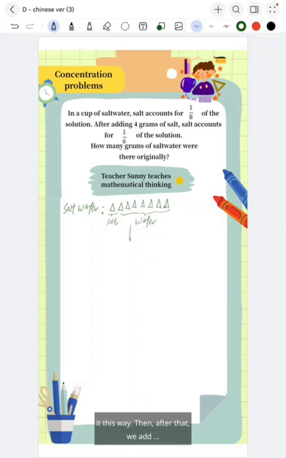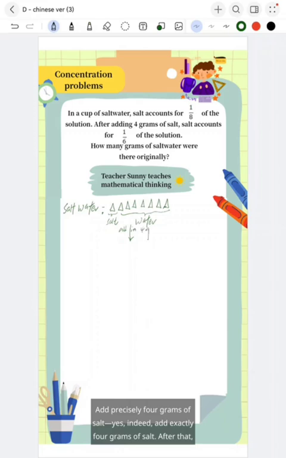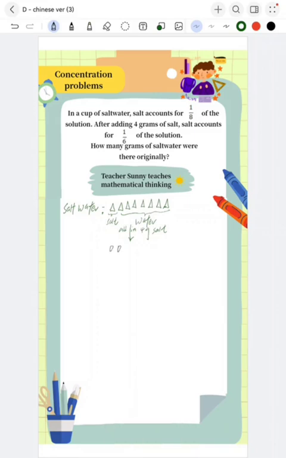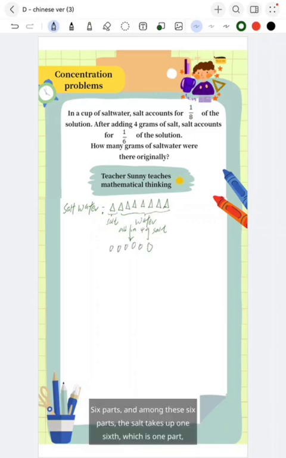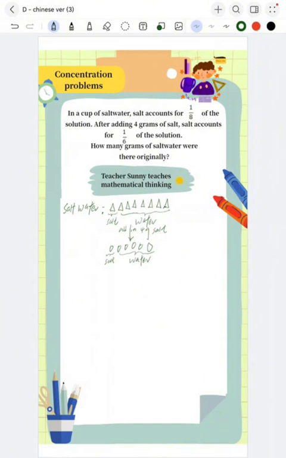Then, after that, we add exactly 4 grams of salt. After that, the salt becomes 1/6 of the total saltwater mixture. In other words, afterwards, the entire saltwater solution can be evenly divided into 6 parts, and among these 6 parts, the salt takes up 1/6, which is 1 part, right? The rest is water, so water occupies 5 out of the 6 parts.